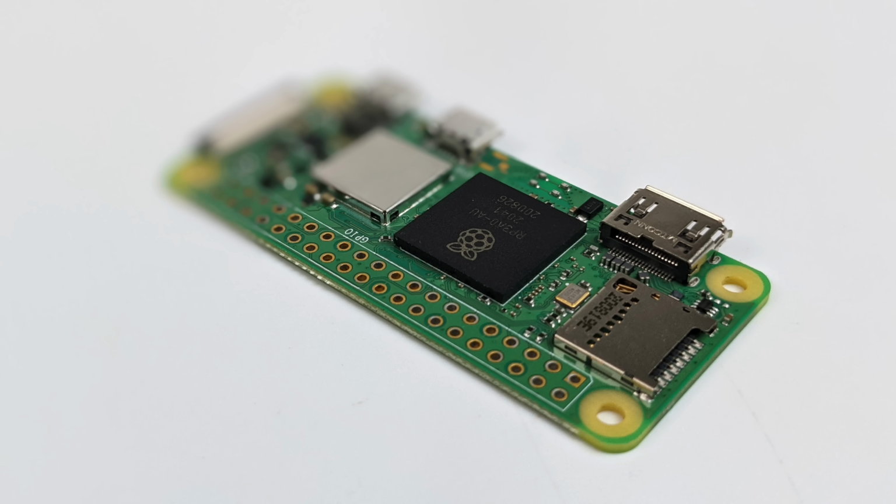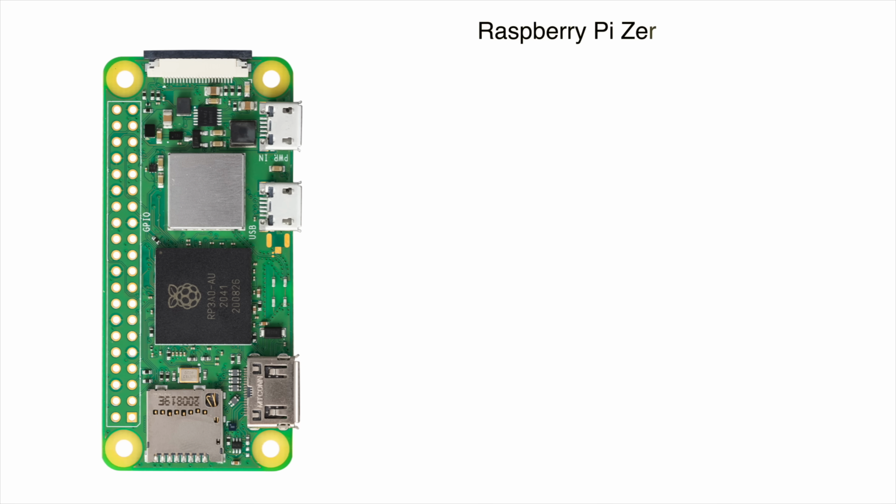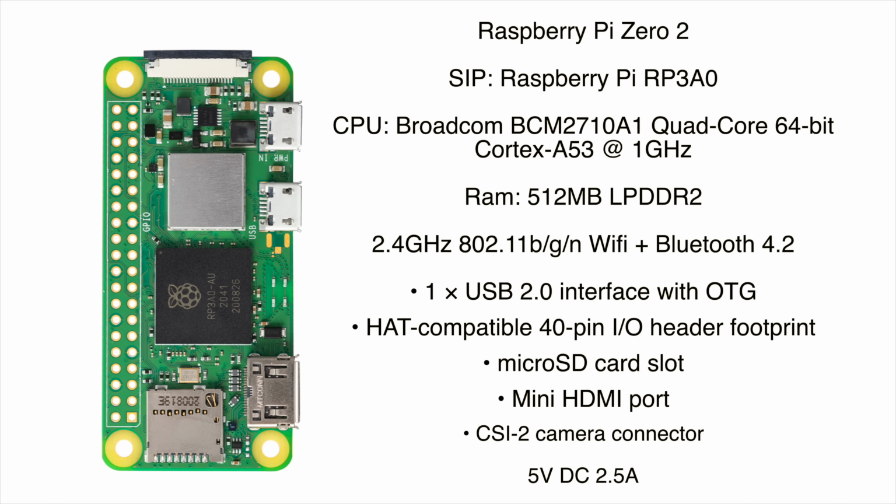But let's go ahead and move right over to the specs and see what we're getting here with the Pi Zero 2W. So with this new release, we have a new SIP from the Raspberry Pi Foundation, which stands for System in Package. This is the RP3A0. Basically, what we have here is the CPU, RAM, and GPU all sandwiched into a little package. On the GPU side of things, it's a Broadcom BCM2710A1. Quad-core 64-bit Cortex A53 at 1 GHz, but I'm going to let you in on a little secret. Super easy to overclock to 1.3 GHz, and it does make a big difference.